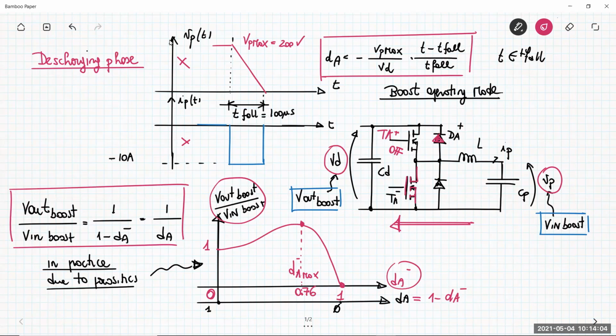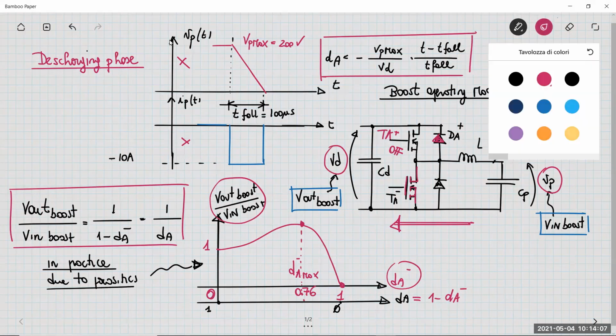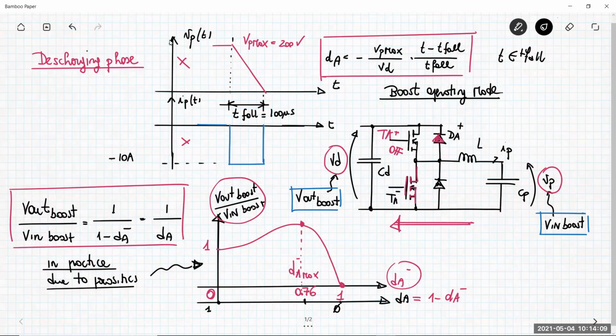In terms of the duty cycle dA, which is 1 minus dA, this is 0.24. Remember that dA is ranging in this phase from 0.8 to 0. So now I'm saying that my duty cycle, in which we have effectively a boost action, so a recovery energy phase, lasts for duty cycle dA, which ranges from 0.8 down to 0.24.